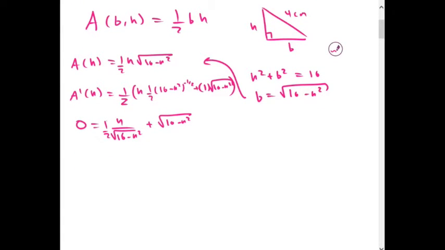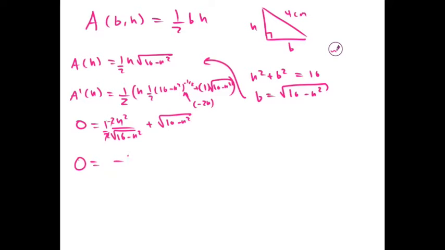And sorry, I forgot to do the chain rule here. There should be a negative 2h here. So this negative 2h should be right here, so this should be negative 2h squared. This 2 will cancel with that.